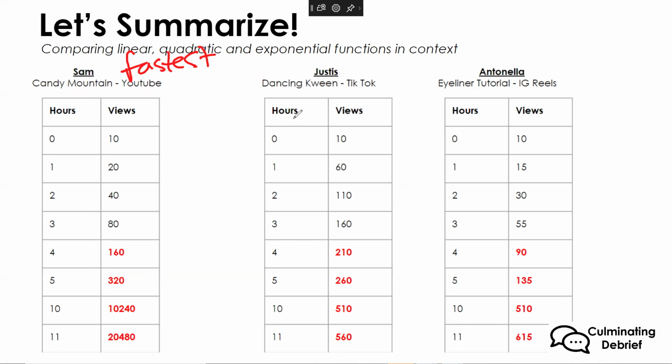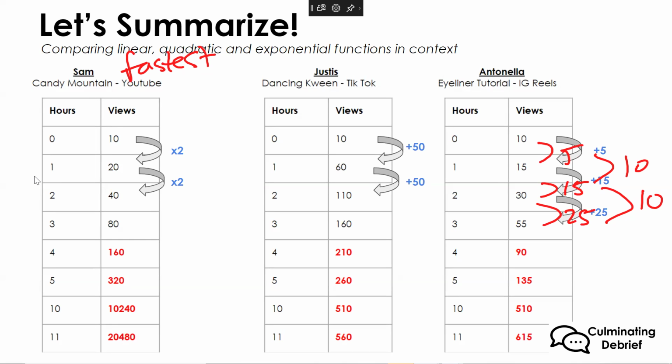For the last one, it's a quadratic. So the first differences are all different, and then the second differences are the same. There's not like a consistent one. Quadratics are a little different.